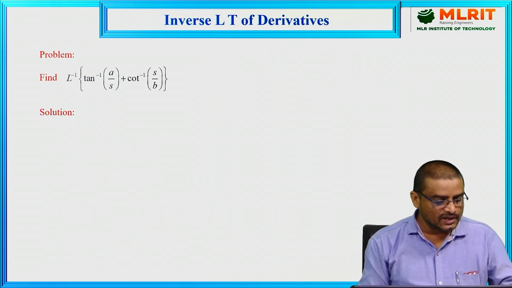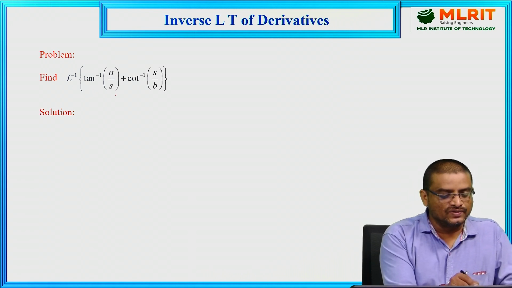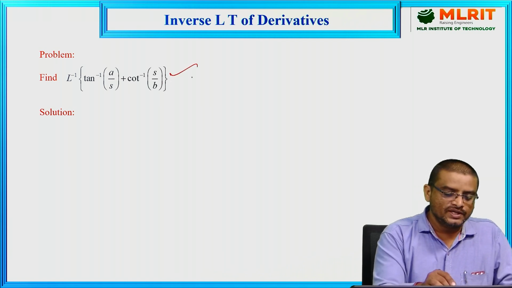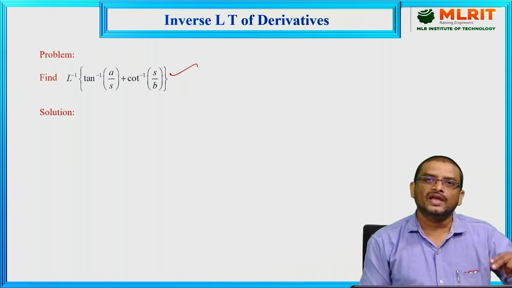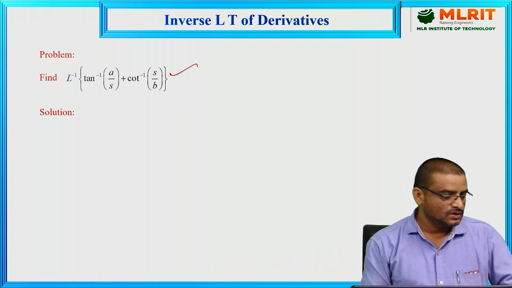Now let us take another problem here. The inverse Laplace transform of tan inverse of a by s plus cot inverse of s by b. So in this we are having both tan inverse and cot inverse. So we can follow any one of these two methods that we have discussed in the previous slides.